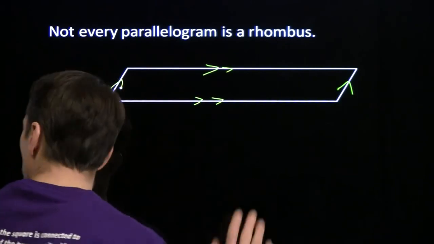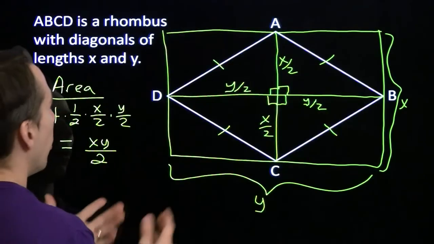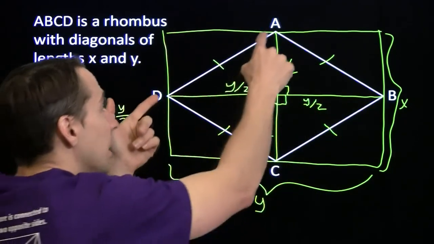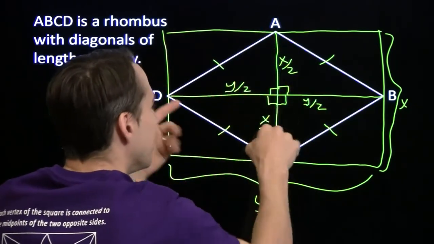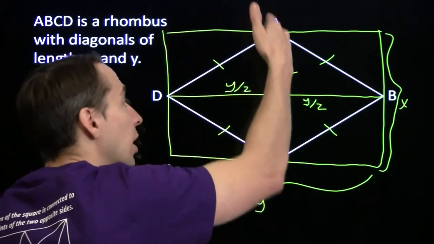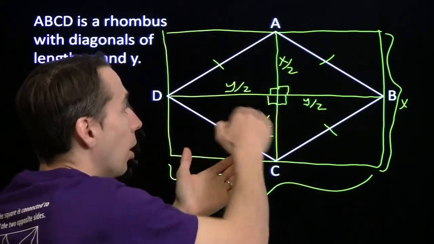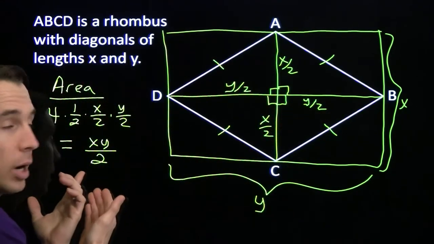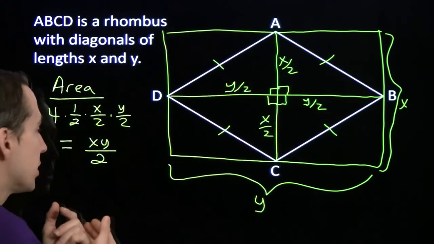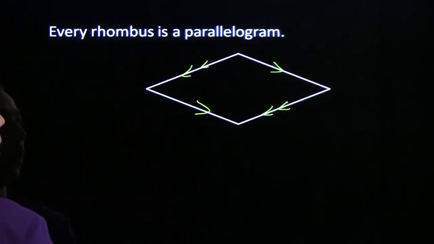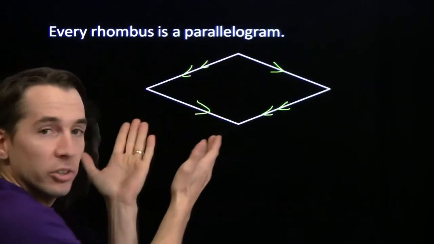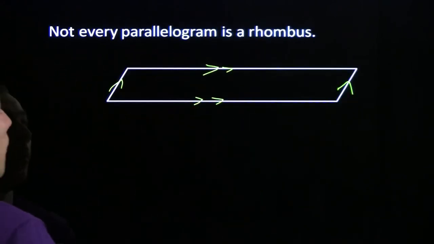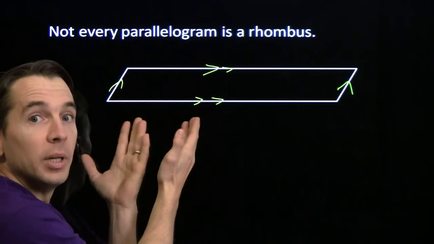All right, let's recap. We went through a lot there. We'll start right up here. A rhombus. All 4 sides are equal. And we can think of a rhombus as 4 identical right triangles pushed together because the diagonals of a rhombus are perpendicular and they bisect each other. We can use that to see that the area of a rhombus is half the product of its diagonals. And then we discovered that every single rhombus is a parallelogram, which means the opposite sides are parallel. But not every parallelogram is a rhombus.